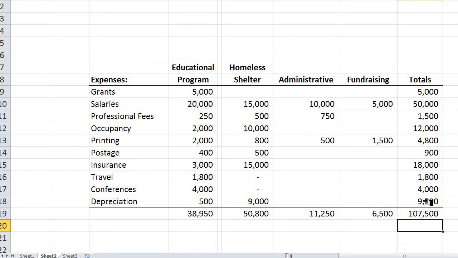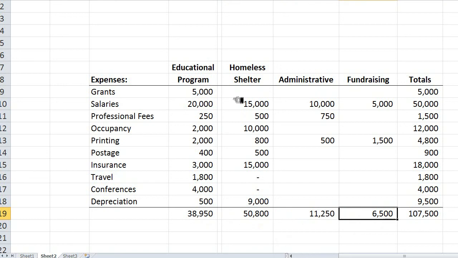Okay? So this is what you call a statement of functional expenses. And if you're using something like Quicken or QuickBooks, you're going to need not only categories here, but you're probably going to also have to use classes to divide it up into these different functions. So the advantage here is that you can see all your educational program expenses right here. This is your total, your homeless shelter totals, your administrative totals, and your fundraising totals. And we'll see later why it can be a good idea to do this.